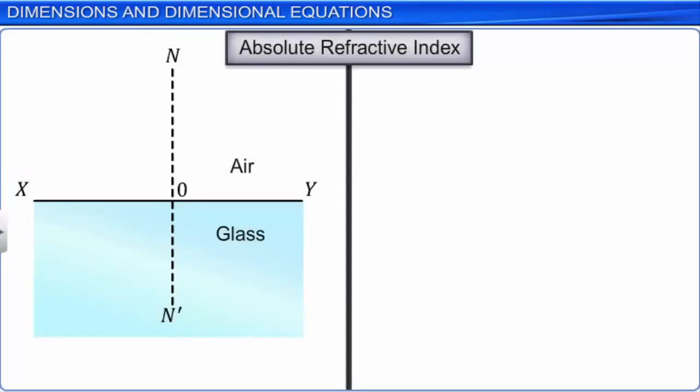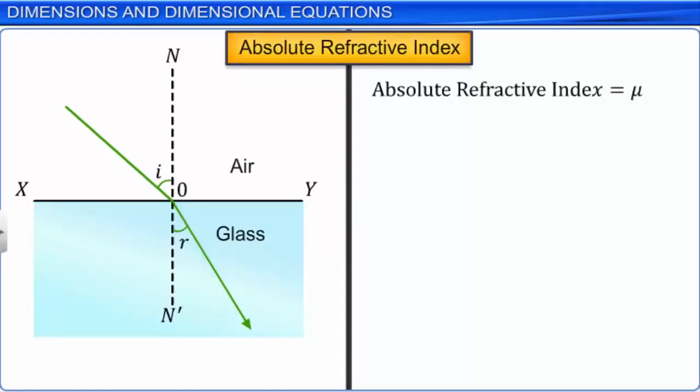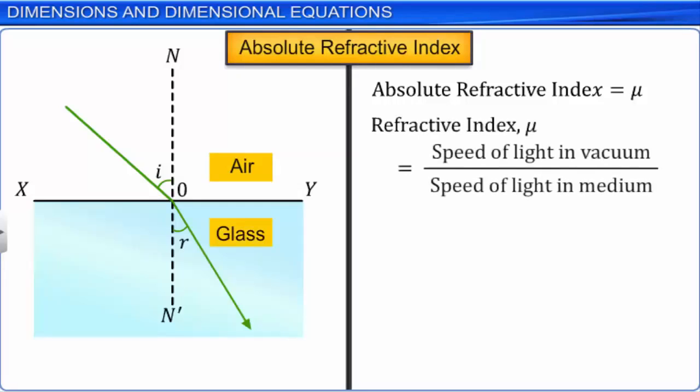Another example is absolute refractive index, mu, of an optical medium, which is the ratio of the speed of light in air or a vacuum to the velocity of light in the given medium. Refractive index is just a number and is significant even though it does not have any unit, because the value of mu of a medium indicates the extent to which a ray of light bends on entering the medium at a given angle of incidence.